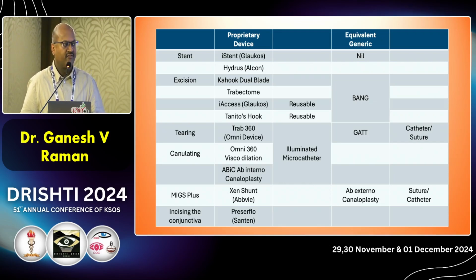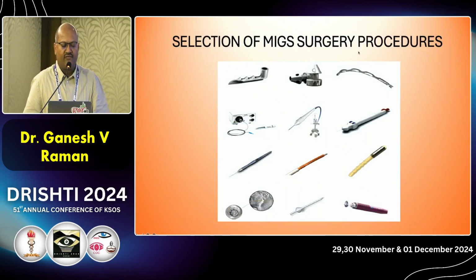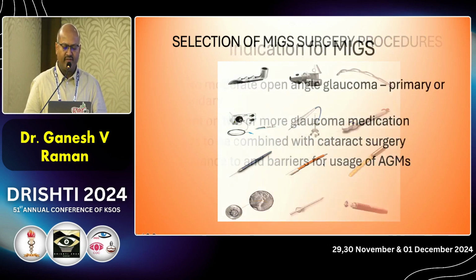And for reasons of economy, we use these along with the stenting devices, for which we don't have any alternative. So these are the photographs of all the devices. You can see this is the first generation iStent, and then the second generation, and this is the Hydrus implant, and then you have the ECP device, and then the Trabectome, and then the Omni devices, and then the KDB dual blade.